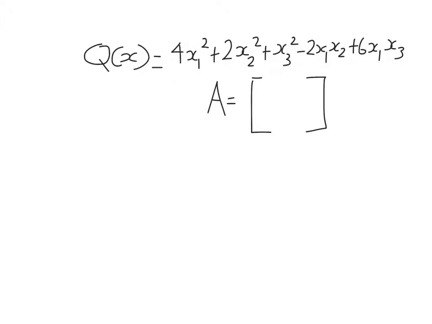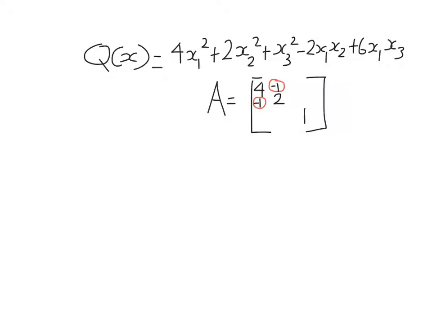So along the diagonal go the coefficients of the terms that are not cross terms. So the 1,1 entry is the coefficient of x1 squared, which is 4, the 2,2 entry is the coefficient of x2 squared, and the 3,3 entry is the coefficient of x3 squared. So what goes at the 1,2 and 2,1 entries, we halve the coefficient of x1 x2. So in this case, it'll be -1 and -1.